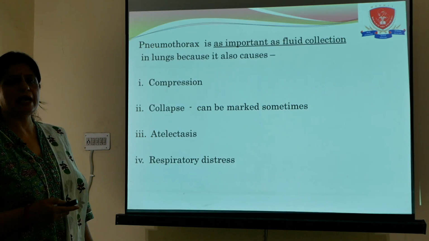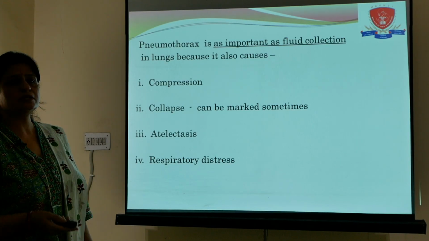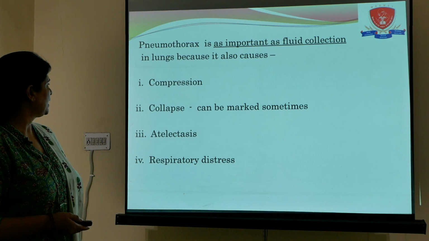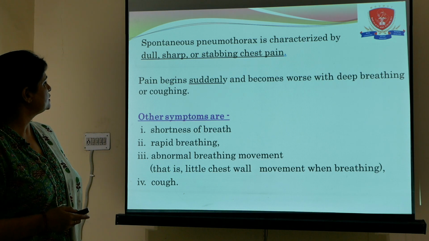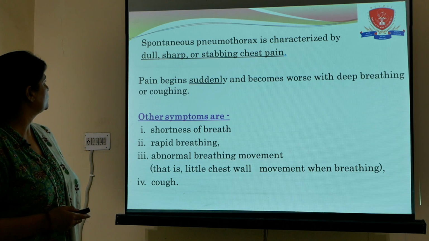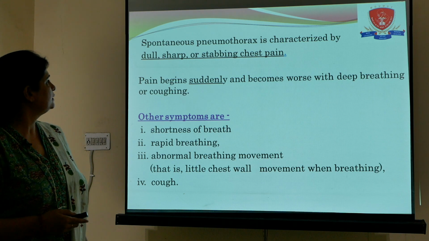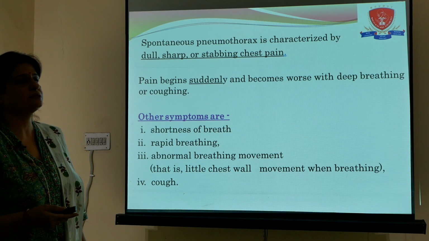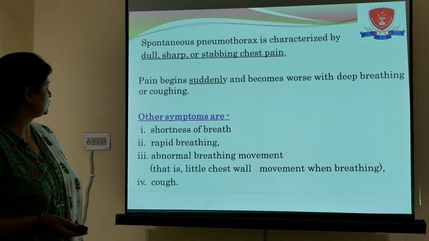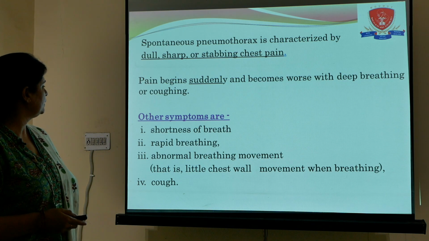Now pneumothorax is as important as any fluid accumulated in the pleural cavity, because it causes similar side effects like compression, collapse, atelectasis and respiratory distress. In spontaneous pneumothorax, the patient comes to us with dull, sharp or stabbing chest pain. The pain develops suddenly and becomes worse with deep breathing or coughing. This has to be differentiated, maybe sometimes from myocardial infarction. Other symptoms the patient may complain of are shortness of breath, rapid breathing, abnormal breathing movements and cough.